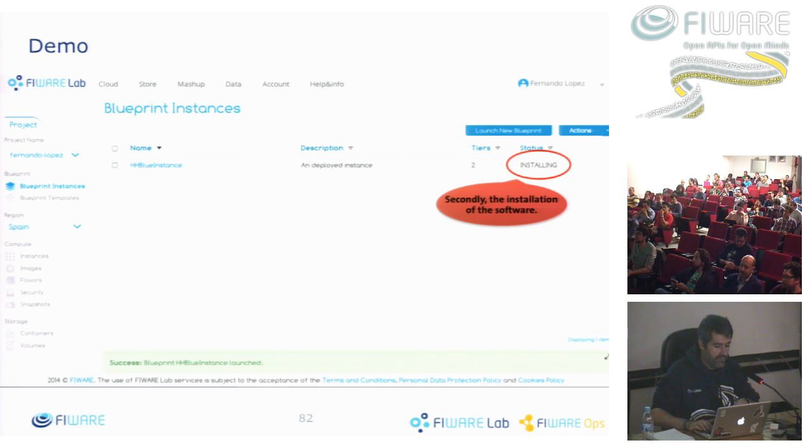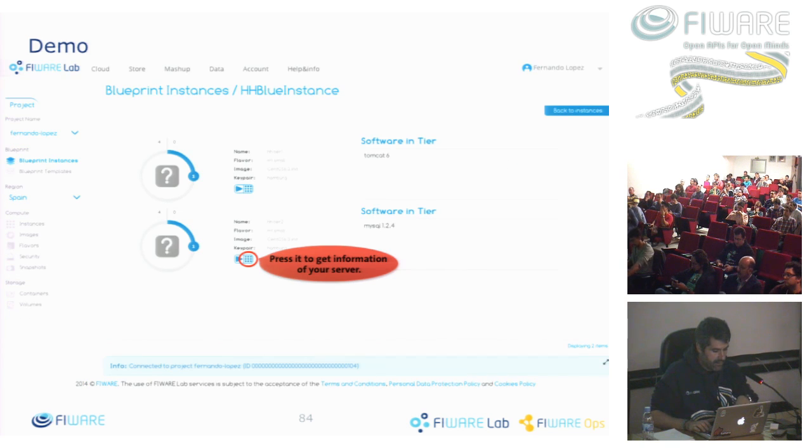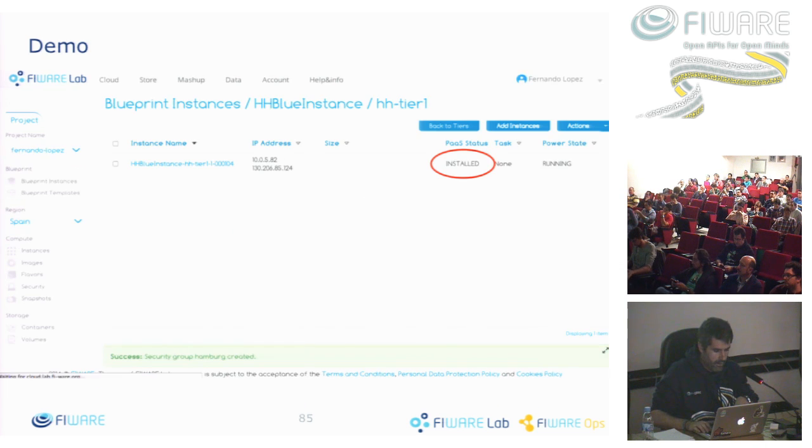With the installation process finished, you will see the status installed, which means that all is finished, all is up and running. In fact, if you click on the blueprint instance, you will see something similar. You will see these windows in which you can go into the details, and you will see that, for example, in that case, the virtual machine corresponding to the blueprint instance tier 1 is deployed with this IP address, public and private. This is the status installed and running.